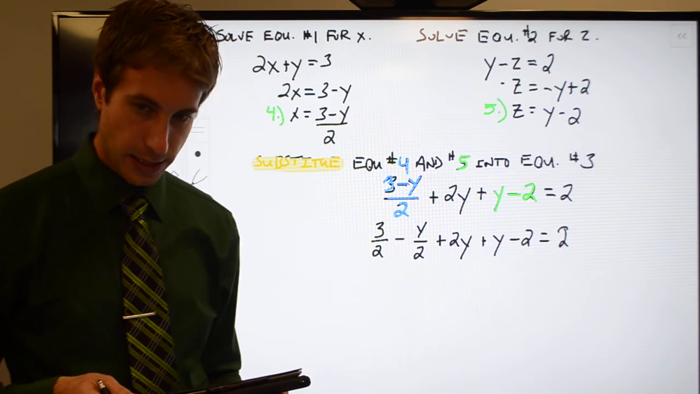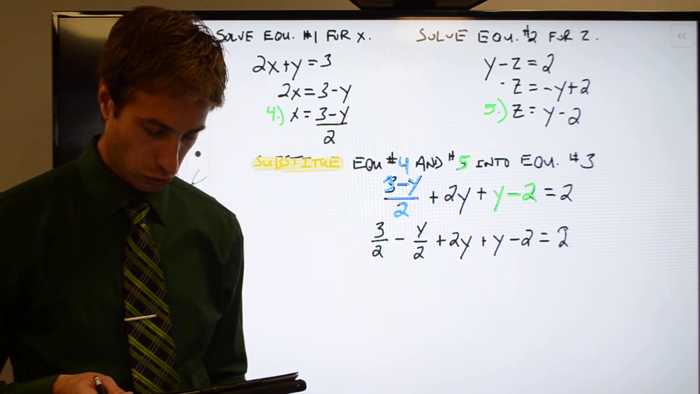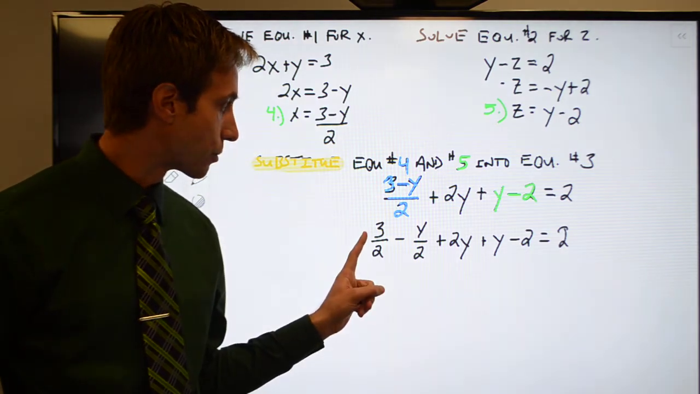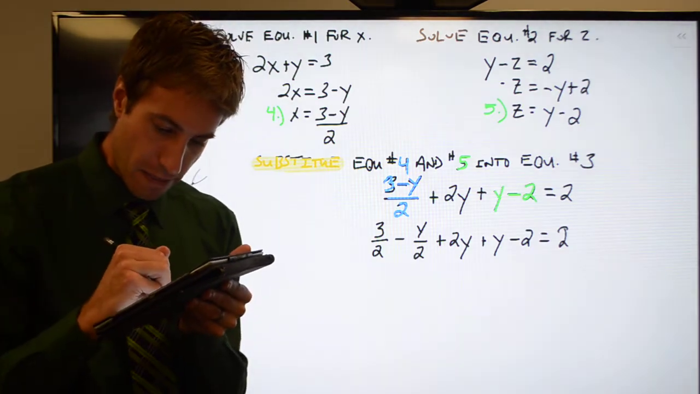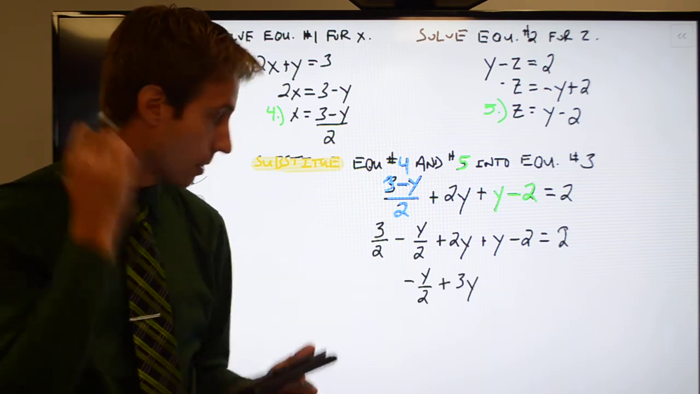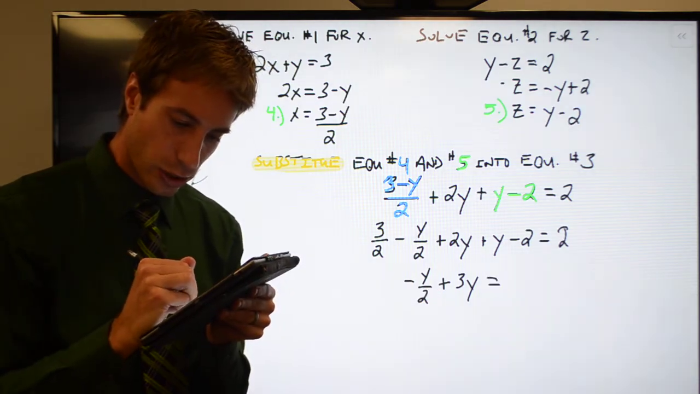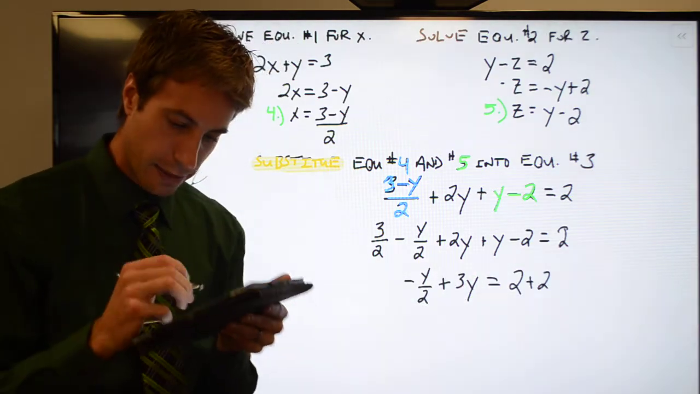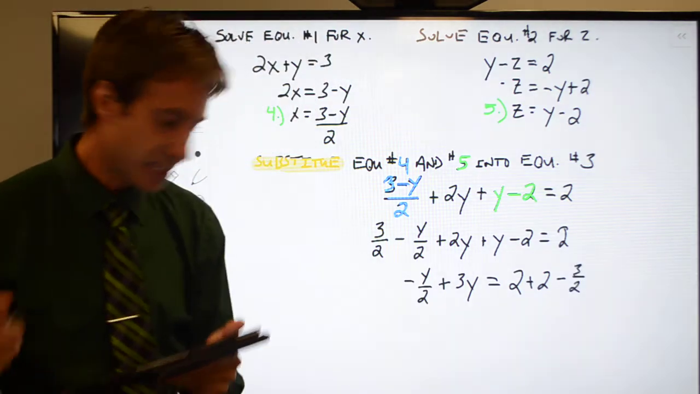Let's see here. I can combine these guys. That's going to give me 3y, and I can add the 2 and subtract the 3 halves. Let's do that. So I'm going to have a negative y over 2 plus 3y. Awesome. That's all going to be equal to 2. Now I'm going to add 2 plus 2, and I'm going to subtract 3 halves, minus 3 halves. Okay, cool. Let me go ahead and clean this up a little bit.